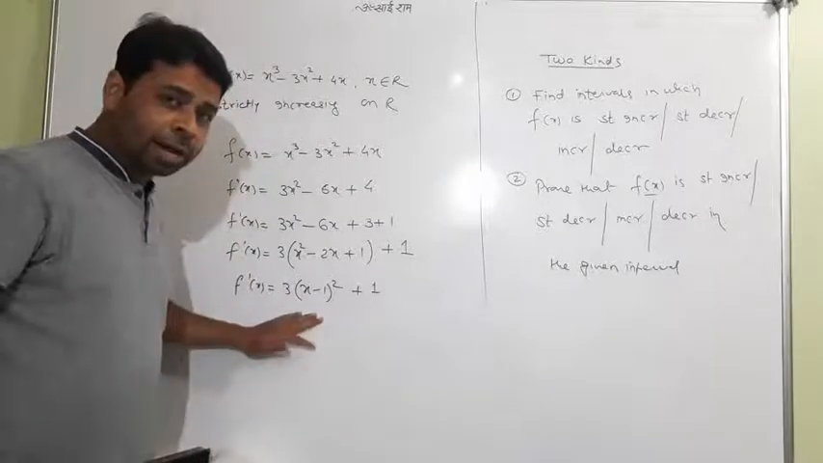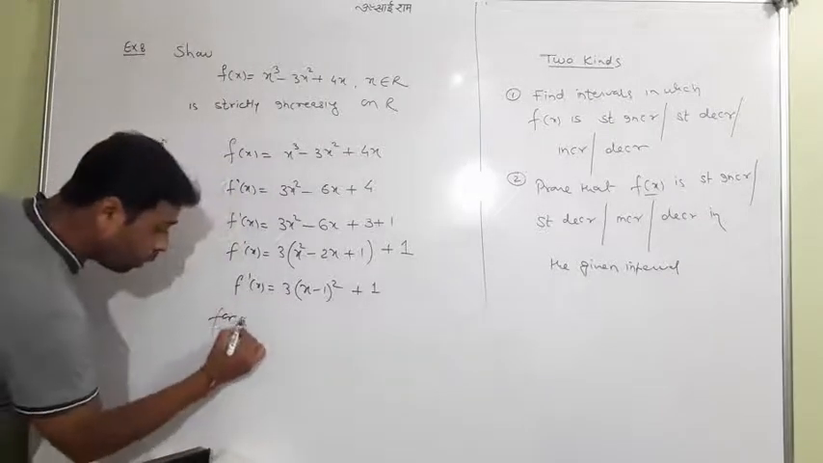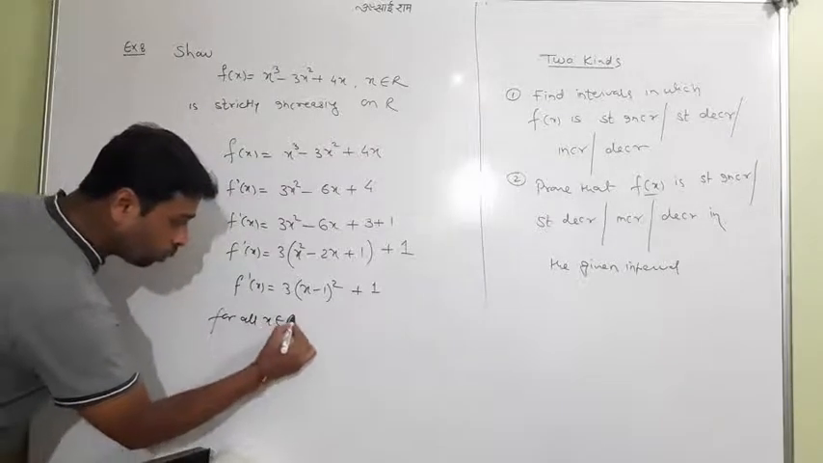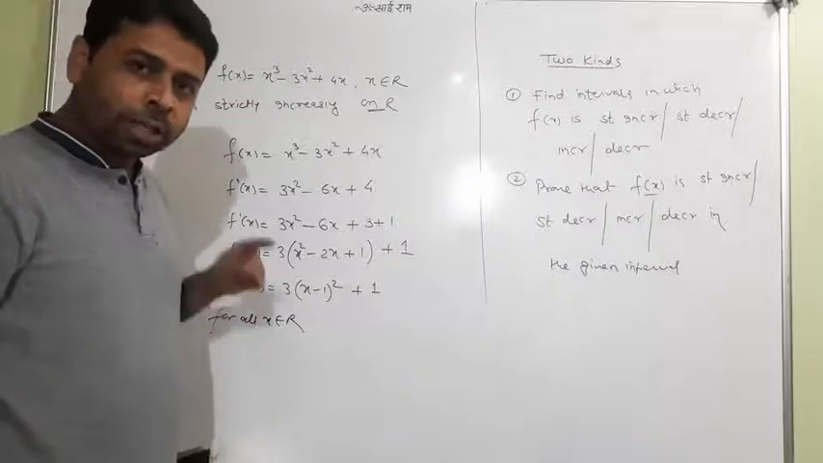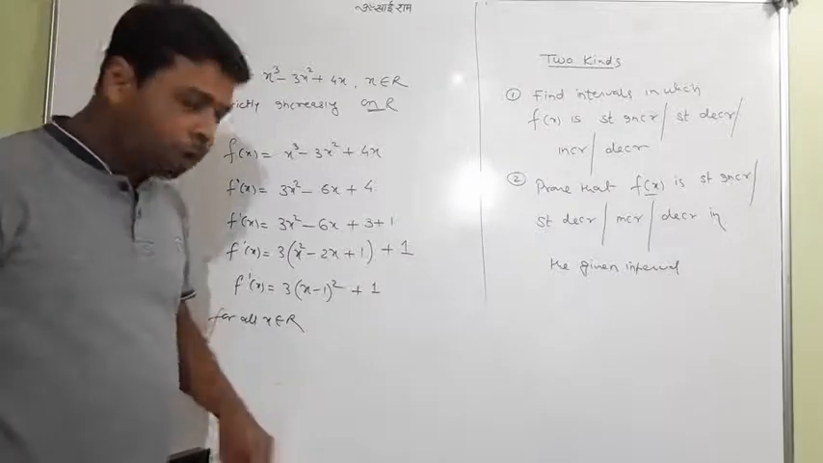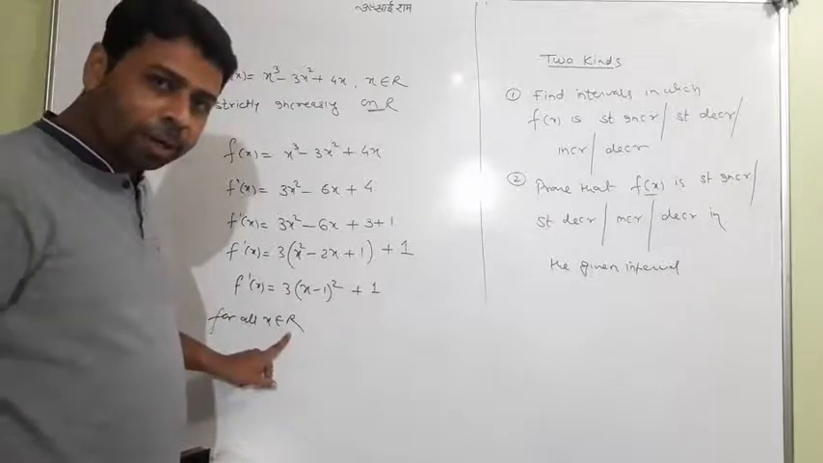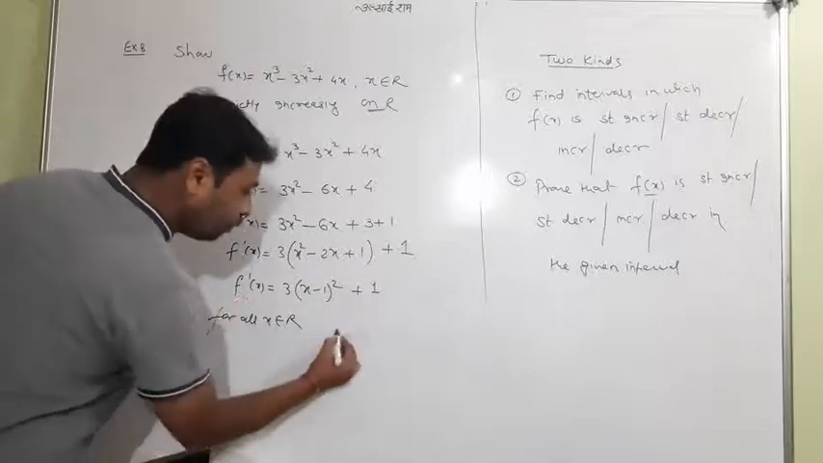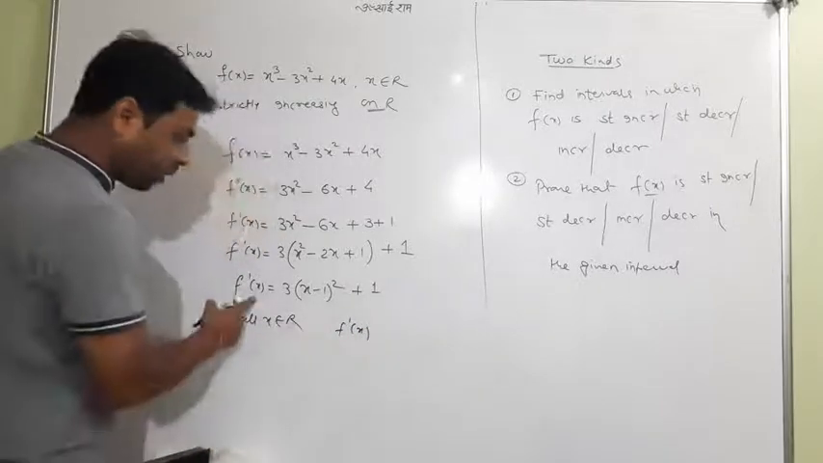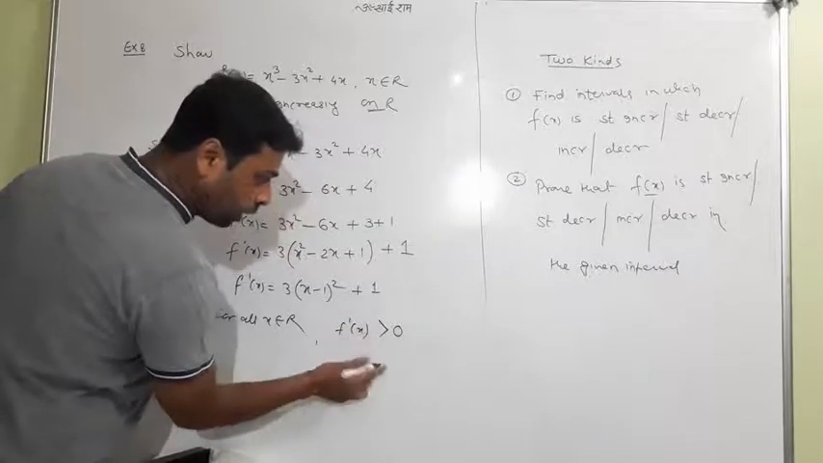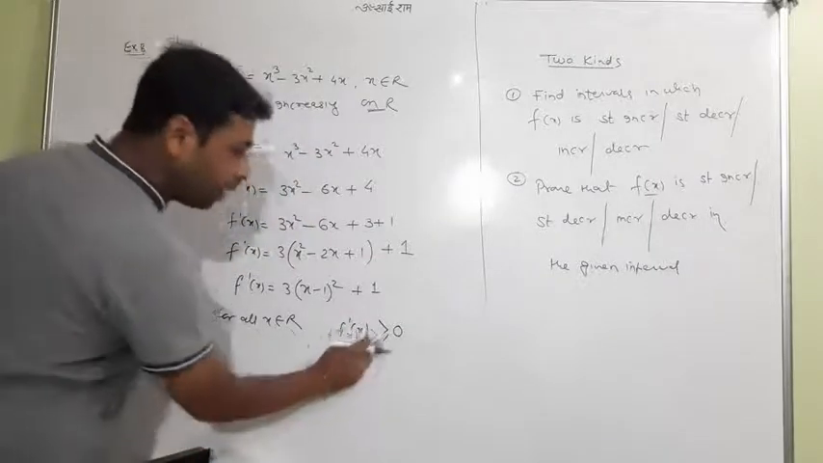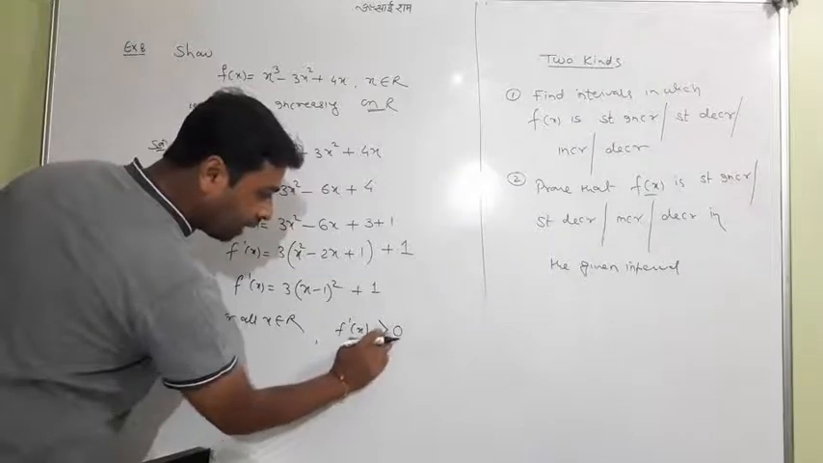Please try to understand. For all x belonging to R, the set of real numbers, we have to show the nature of the function. We must know that f dash x is always positive. Why shouldn't we write it like that? Because the answer can never be 0.